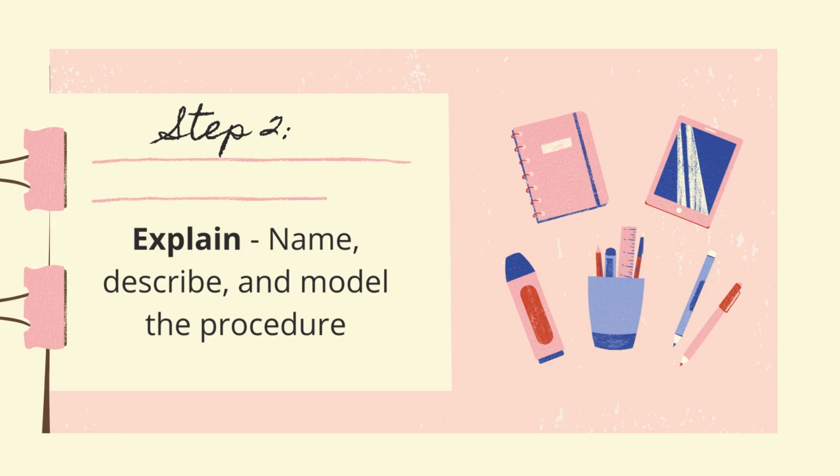Step 2 is E for explain. This has to be explicitly planned out. So instead of just having a checklist of all the procedures you want to teach each day, you need to have a detailed plan for how you're going to explain each procedure to the class. This includes having a clear name to identify the procedure, describing the procedure, and also why it is important to the classroom environment. Finally, the teacher will model this procedure for the students.